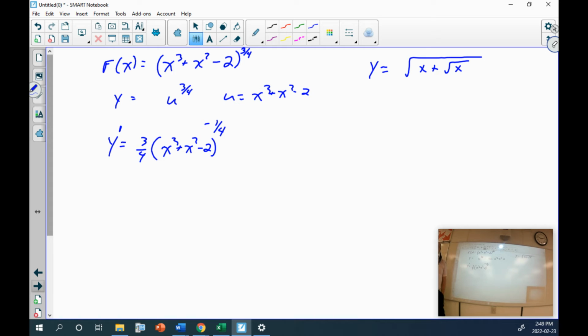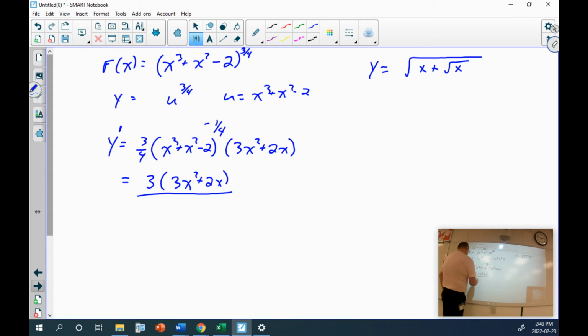What's the derivative of the inside function? 3x squared plus 2x. Okay. Because of that 1/4, I wouldn't. I would just write this as 3x squared plus 2x over x cubed plus x squared minus 2 to the power of 1/4. Okay. I'm not going to try to simplify. I'm not going to ask you to expand trinomials by binomials all the time.